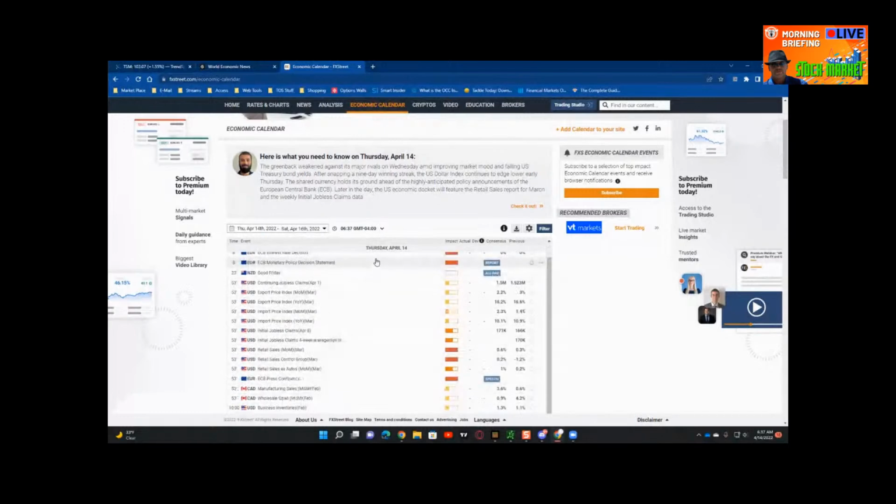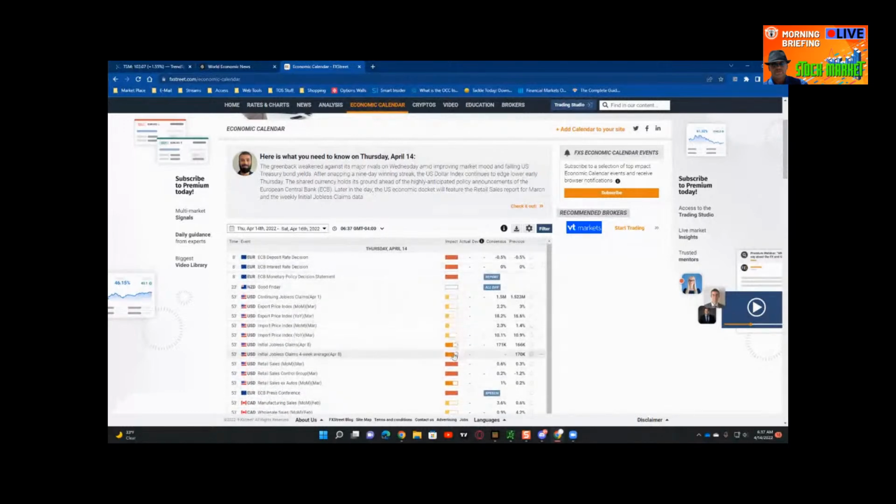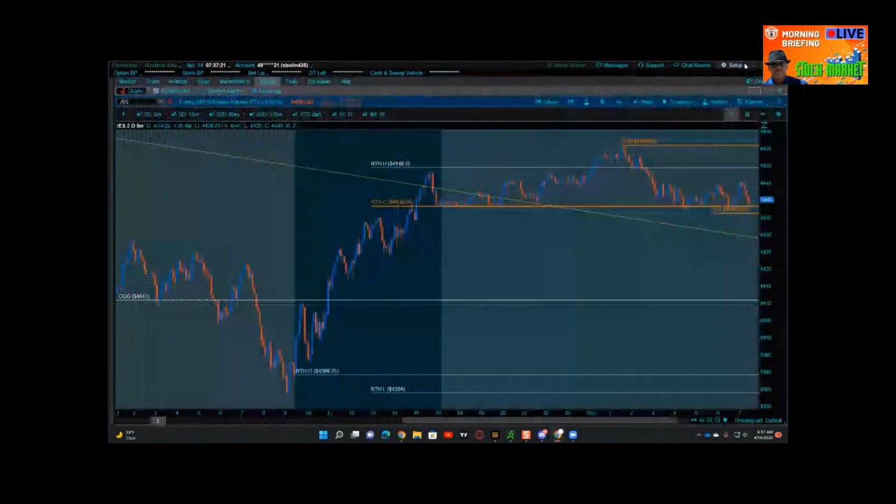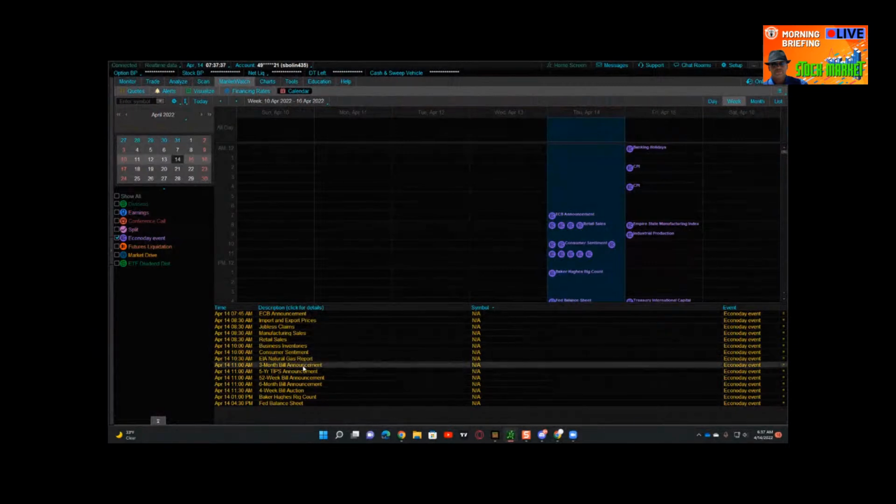We have a lot on the table today, and you can see that there's a lot of these with really high impact expectations. To dig a little deeper into what those are, to me, it's easier just to come over to Thinkorswim. This is much cleaner. I grasp the logic here. It's just simple and easy. 7:45, 8:30, 10 o'clock, 10:30, 11, and 11:30.